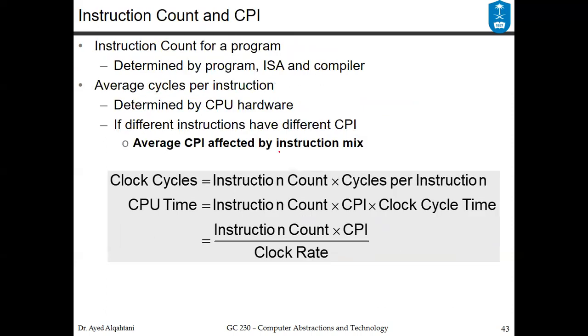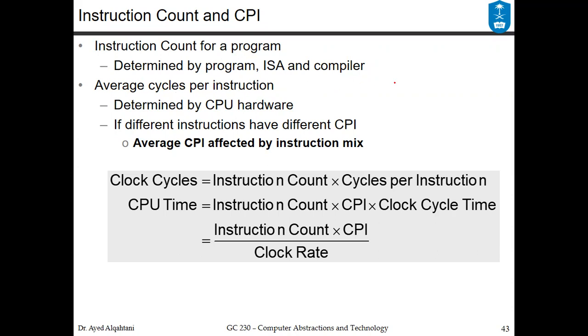Now, we will talk about the instruction count and the CPI. The instruction count of the program: you have a certain program, how many instructions are in that program? It's determined by the program itself, the instruction set architecture, and also the compiler, because the compiler will convert from the high-level language to the instructions, or to the assembly language. The average cycles per instruction, this is what we call the CPI: how many cycles you are going to spend for every instruction.